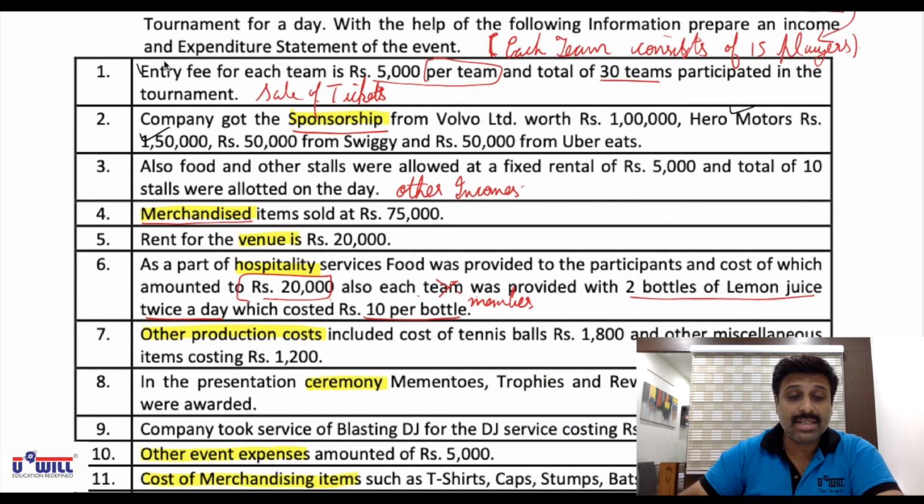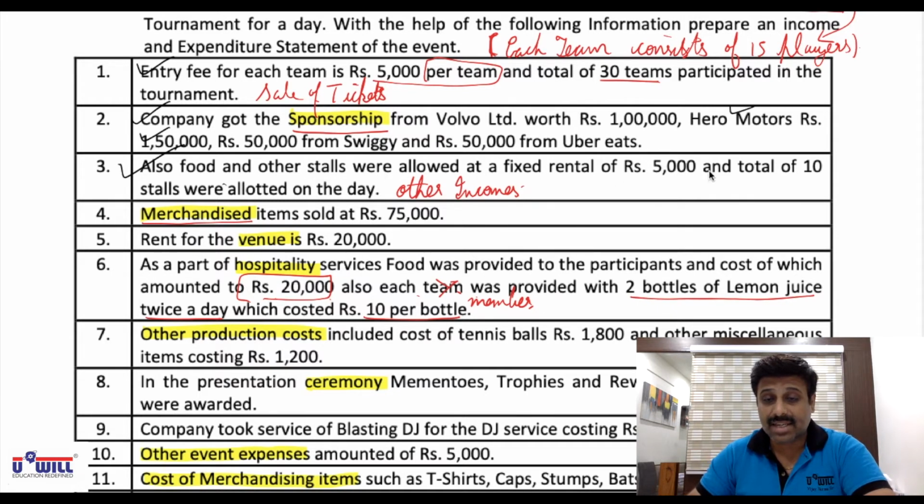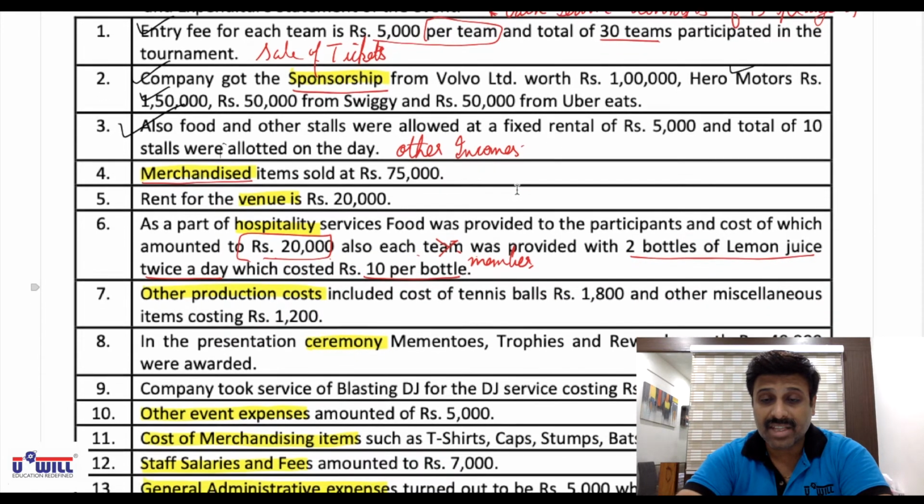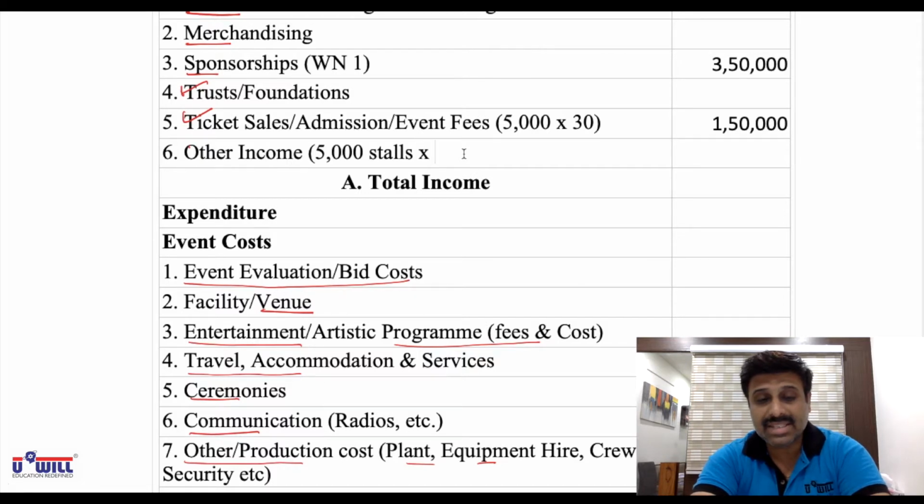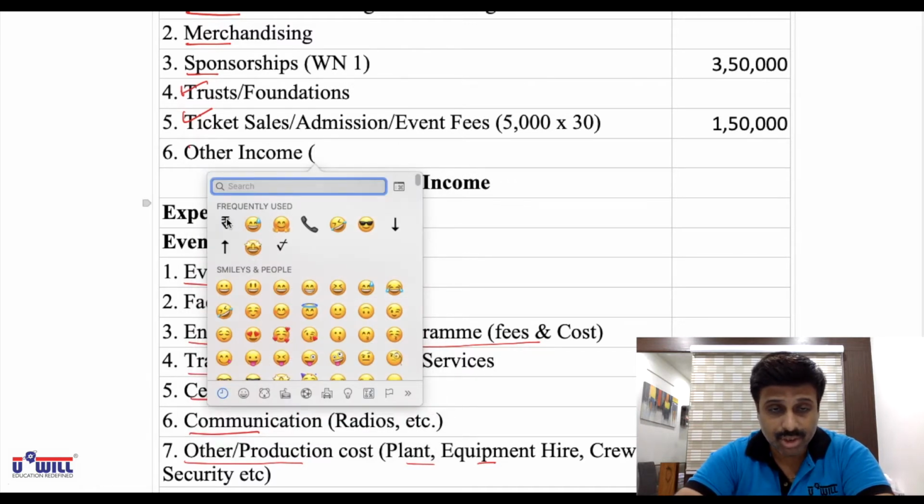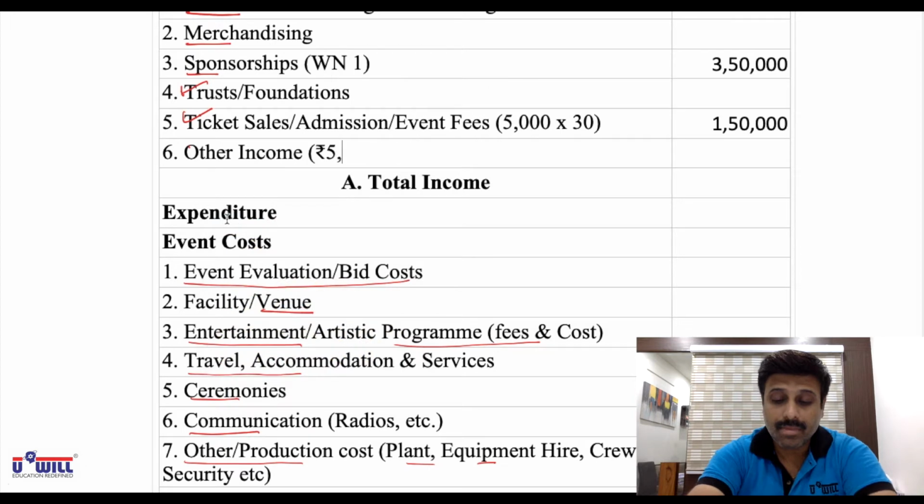So, first one is done, second one is done, now third one. Food and other stalls were allowed at a fixed rental of 5,000 and a total of 10 stalls were allotted on that day. So per stall 5,000 into 10, 50,000, that will show in other incomes. So in other incomes we will show in bracket 10 stalls into rupees 5,000. Okay, 5,000 per stall into 10 stalls. So 50,000 is other incomes.